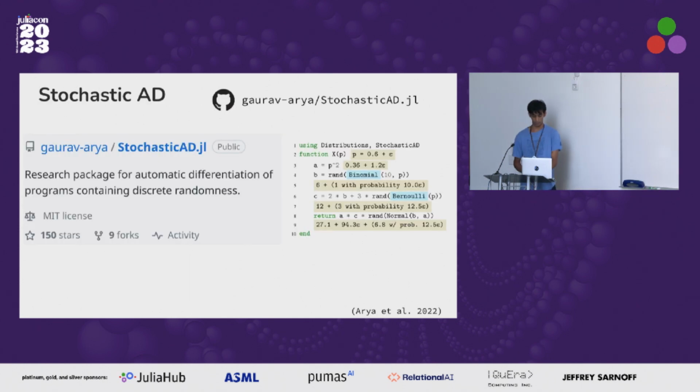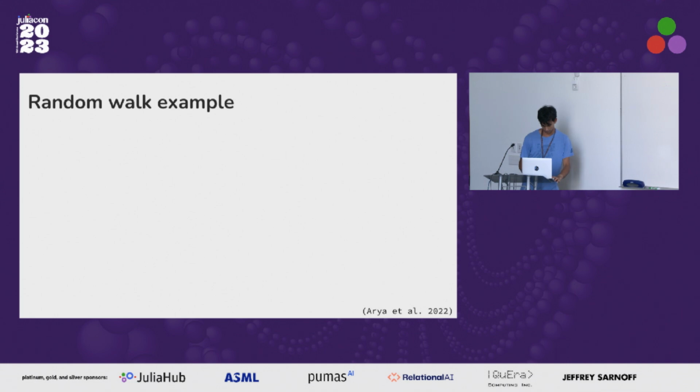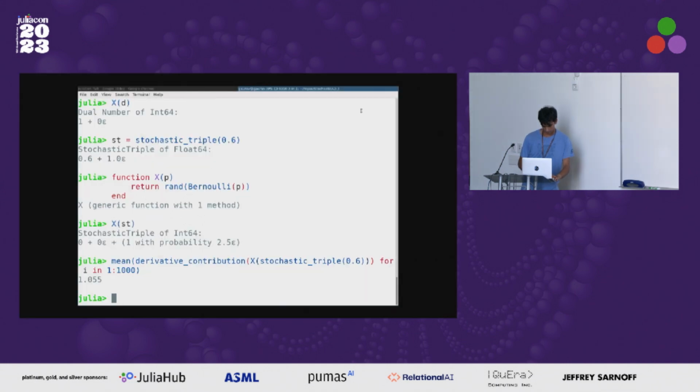So we have a package which does this. Now we ask the question: can we have a numeric type which you can propagate even through discrete random steps? And maybe I can try and show that off to you with a random walk.